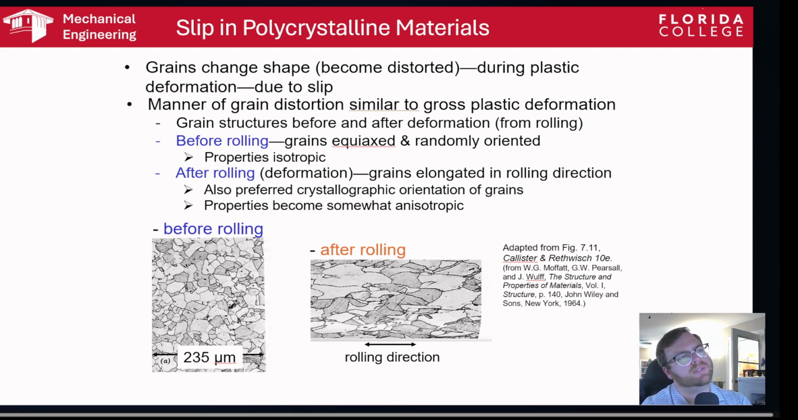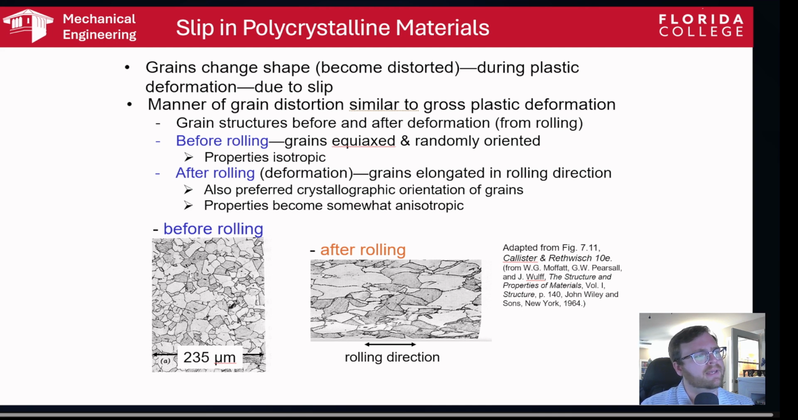There's also something else that's interesting that happens here. When you work with a material and you deform it, you can actually change the grain shape. The grains change shape and become distorted during plastic deformation because of slip. And the manner of grain distortion is similar to gross plastic deformation. Okay, what do we mean by gross plastic deformation?